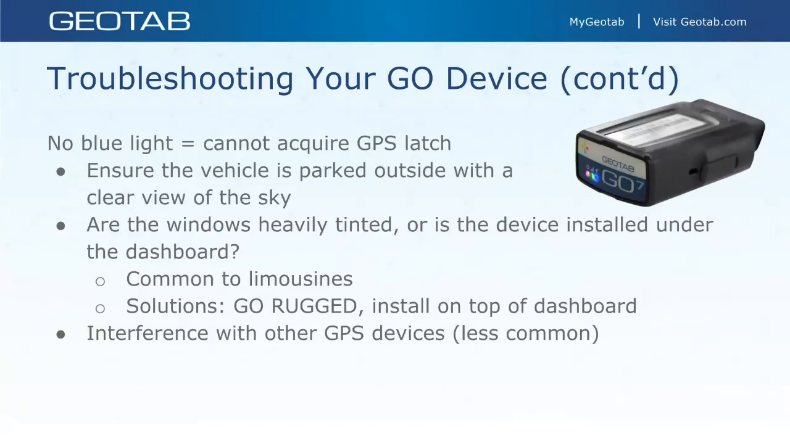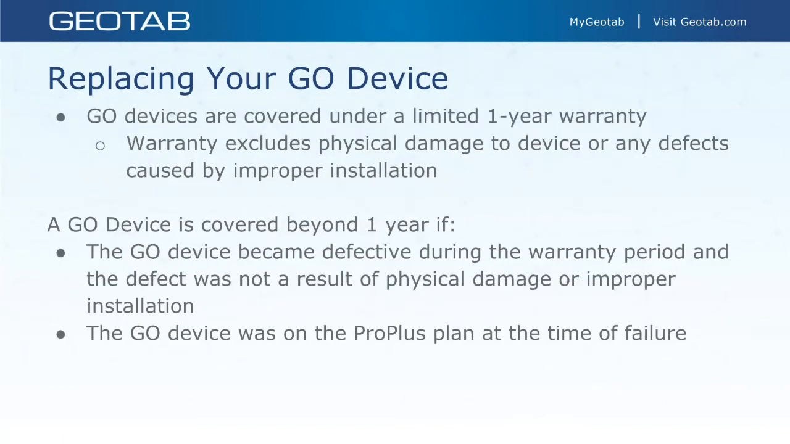If there's no blue light, you could also see interference with other GPS devices. If you have a Garmin or some sort of PND in your vehicle, it's less common, but we've seen it happen before, and it's something to rule out. The harness can go faulty as well, so if it's a defective harness or bent or contorted wires or anything like that, we want to make sure to rule that out.